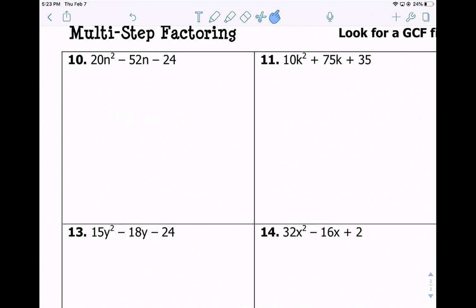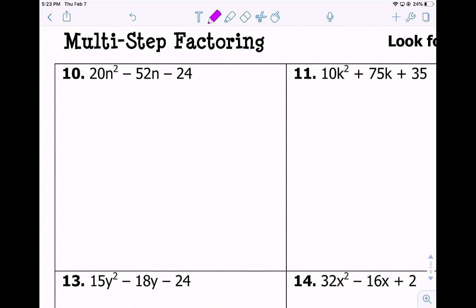So if I'm looking at number 10, for example, we're going to first look for a greatest common factor. I'm trying to find the largest number that I can divide out of 20, 52, and 24. Hopefully you know your math facts and you're able to do this. So we have 20, so I would look for factors of 20. Well, 1 and 20. 20 doesn't divide into 52, so that's not going to work. 10 doesn't divide into 52, that doesn't work. 5 doesn't divide into 52, so that doesn't work. Then we have 4, and you might not know this, but 52 divided by 4 is actually 13. So that does work, and 24 divided by 4 also works. So 4 is the greatest common factor.